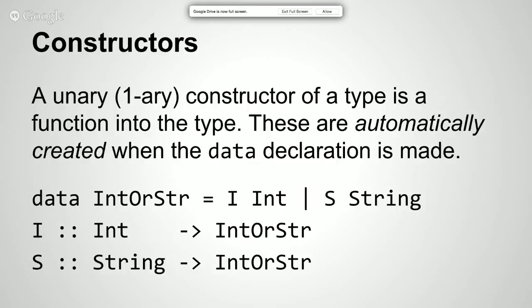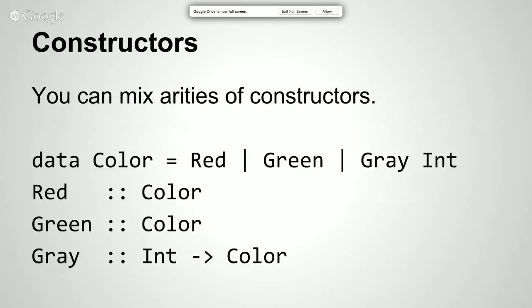A unary constructor is a function into the type. As you can see, you do this IntOrStr type, I of Int or S of String, and you get two functions, which are constructors: I, which takes an Int to an IntOrStr, and S, which takes a String to an IntOrStr. And by the way, there are much better ways of creating these sum types than what I'm doing. I'm just showing the simple way first.